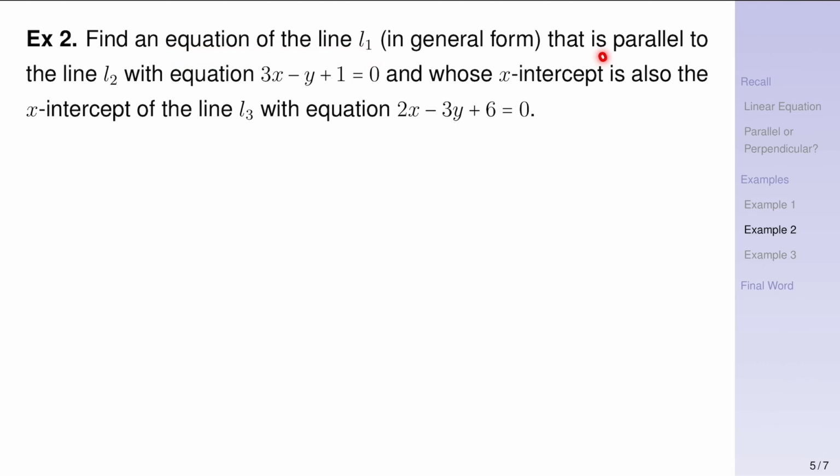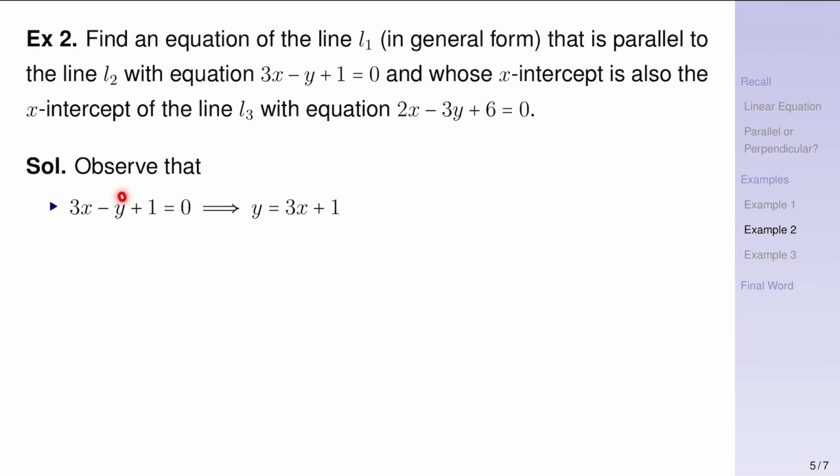Our first ingredient out here is that we know that it is parallel to this line L2 with equation 3x minus y plus 1 equal to 0. So it would be nice if we can write the equation of L2 in slope-intercept form, so we could easily determine the slope.